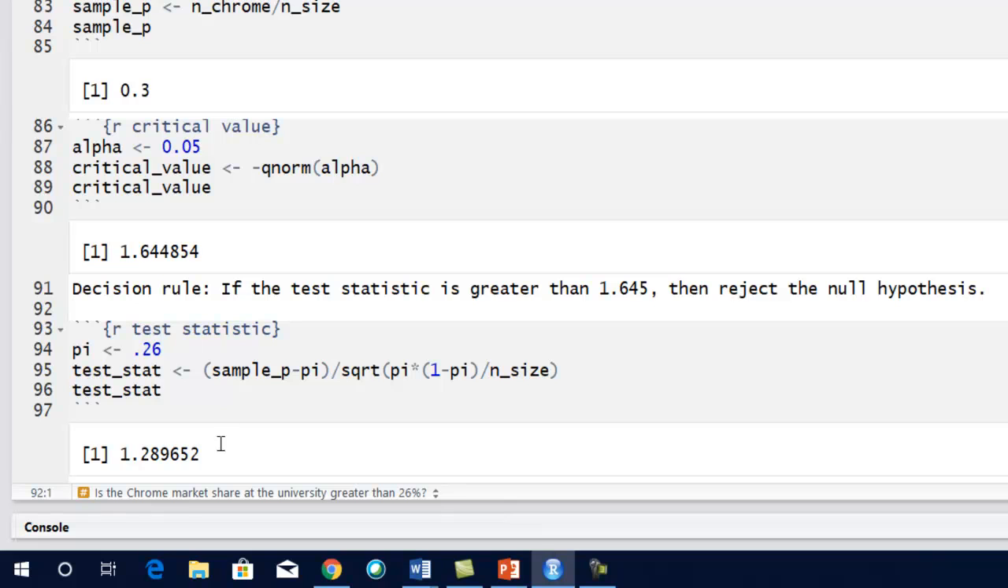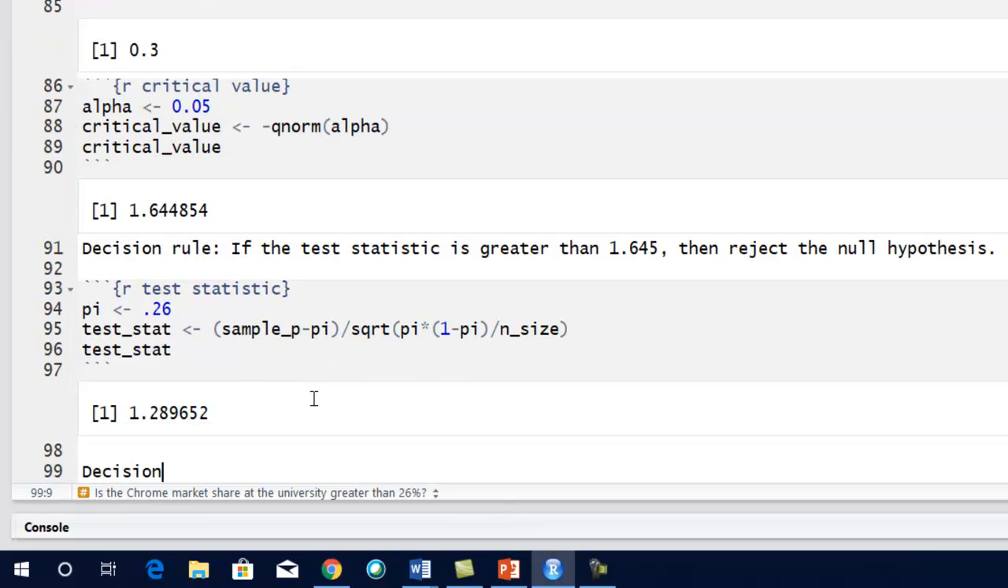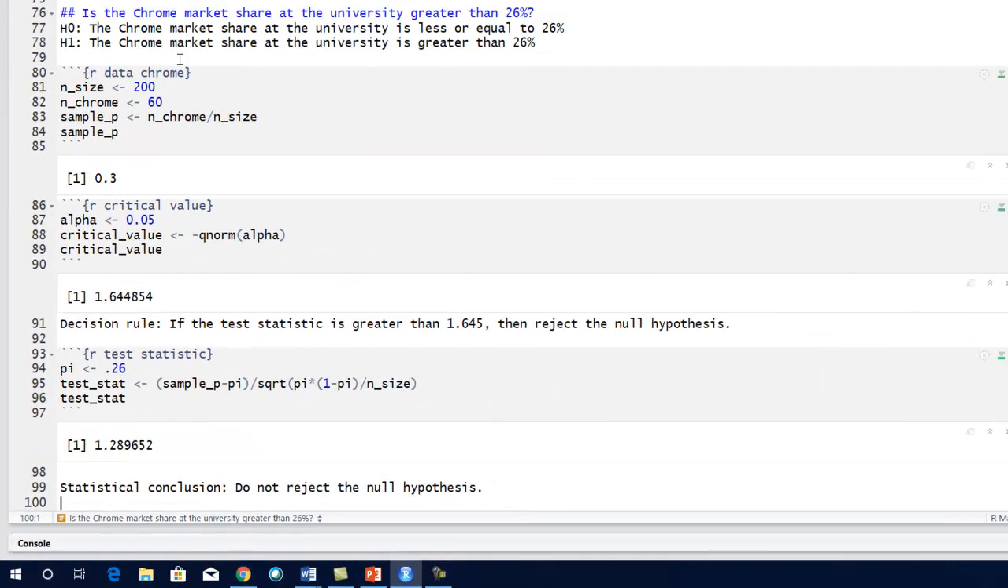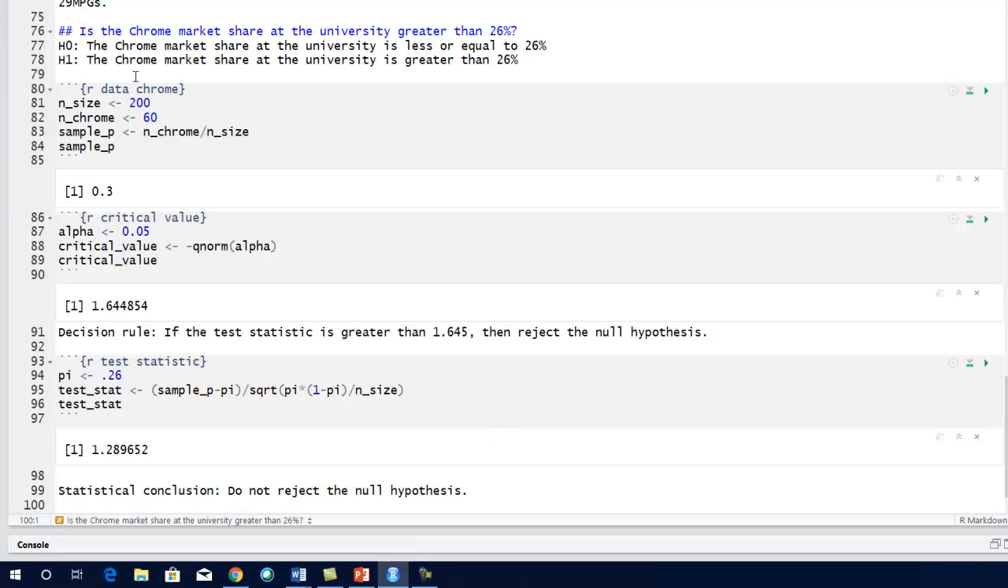So that is the decision rule based on the critical value. I calculate my test statistic, and now I look at it and see that it's not greater. So my statistical conclusion is: do not reject the null hypothesis. If I'm not rejecting the null hypothesis, what I'm saying is that I don't have enough evidence in support of the alternative.